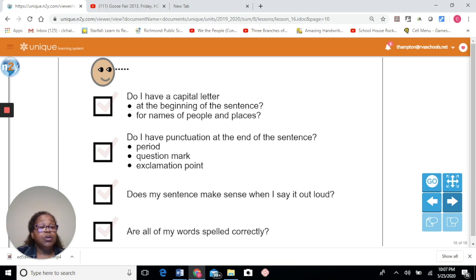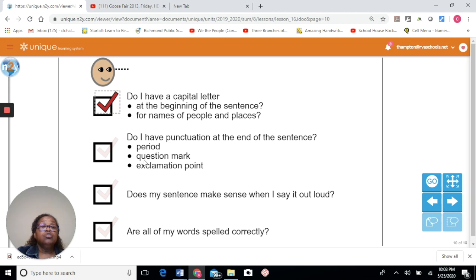Remember, graphic organizers are designed to help you, especially in writing. It gives you an opportunity to check to see if you've done all of the work that you're supposed to do when you're editing. So let's check our boxes. It says, do I have a capital letter at the beginning of the sentence and for names of people and places? So did we do all of our capitalization right? Yes, we did. Good job. We can give ourselves a check mark and keep it moving.